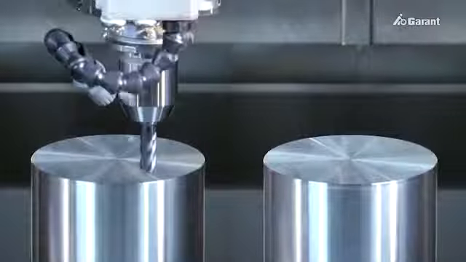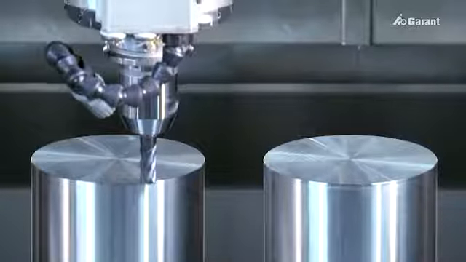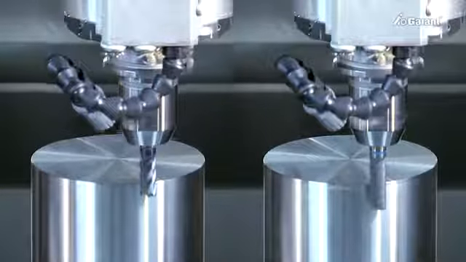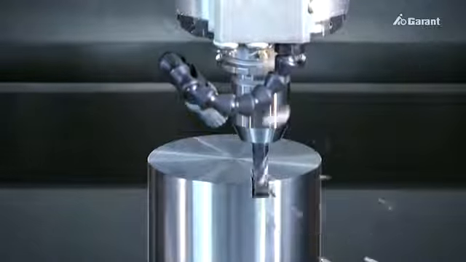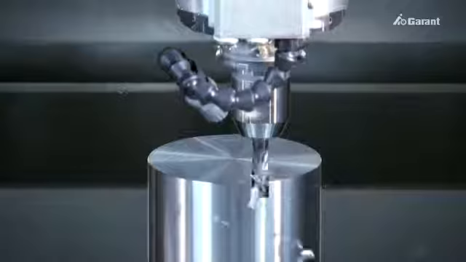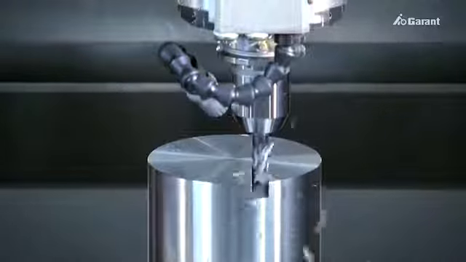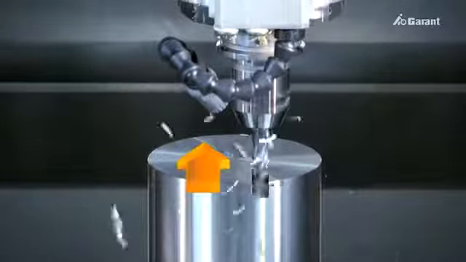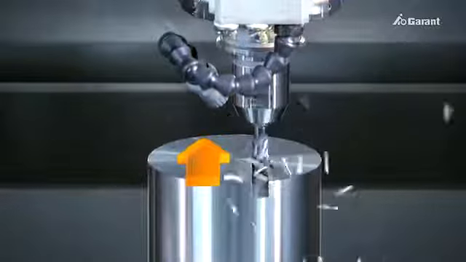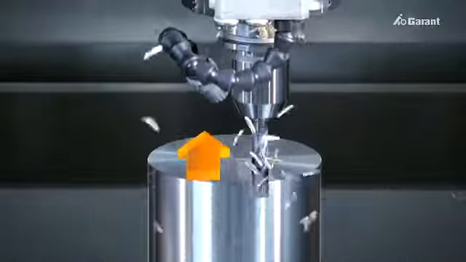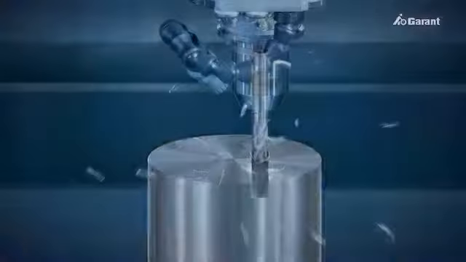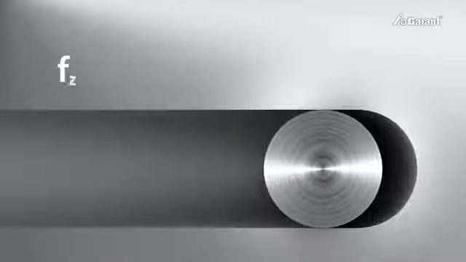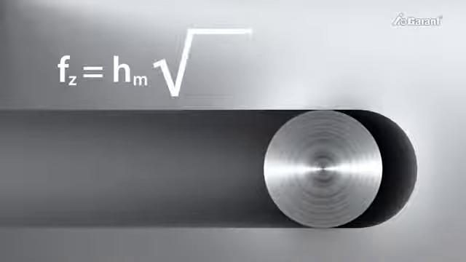Let's start with the differences between conventional methods and TPC milling. With conventional milling, the milling cutter engages the material with its complete diameter. So the feed rate per tooth, Fz, corresponds to the speed of the milling cutter in the feed direction. Until now, this value was a fixed constant for milling. It was given by the formula Fz equals Hm square root of d over Ae.